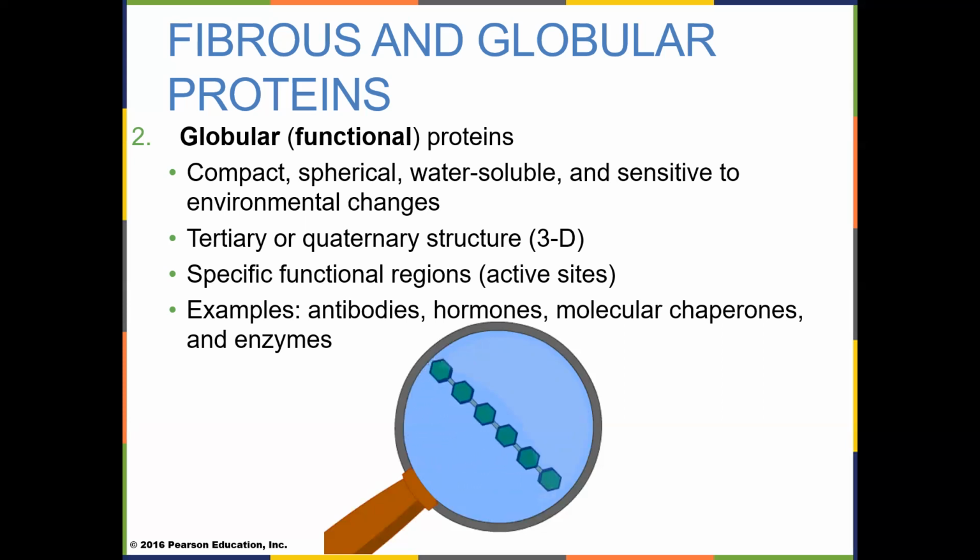The amylase has an active site on there that will grab onto 2 of those 6-carbon sugars. And if you are a globular protein, you are antibodies to fight infection. You are hormones. You are what we call molecular chaperones. And most importantly, you are the enzymes.